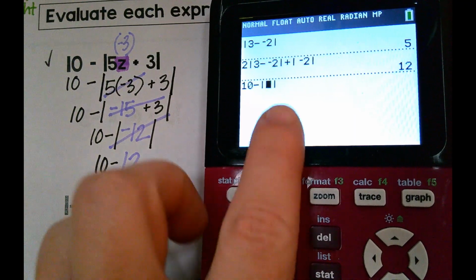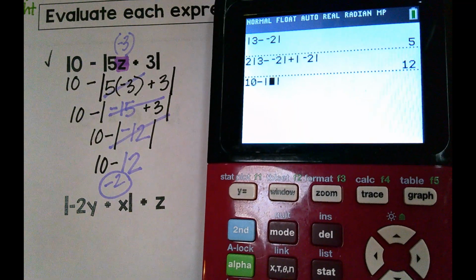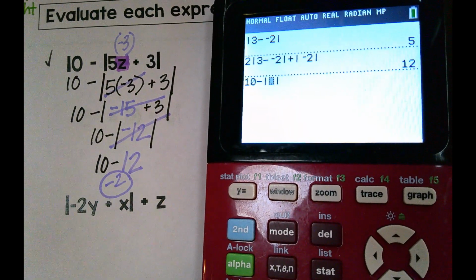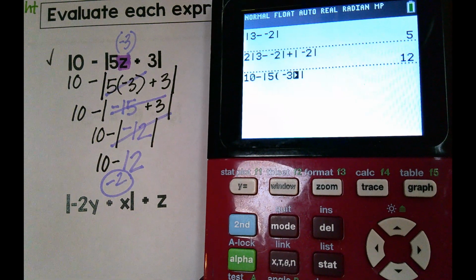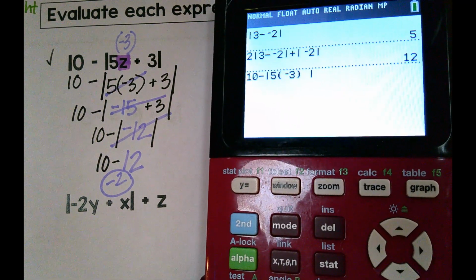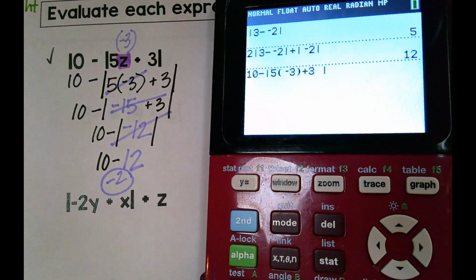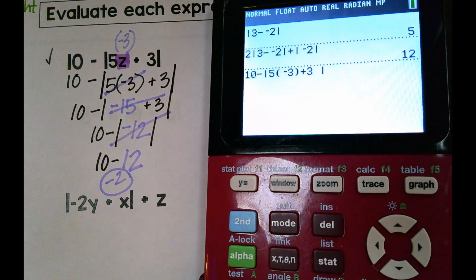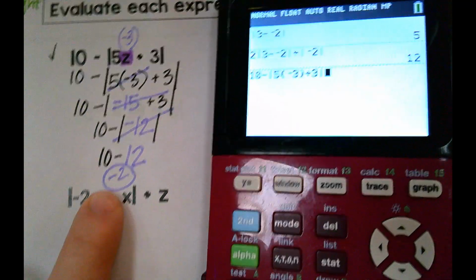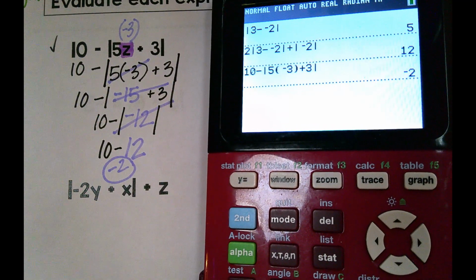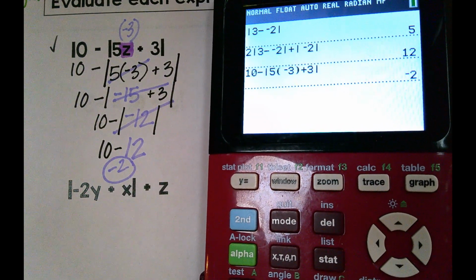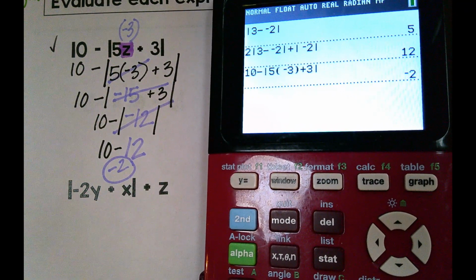10 minus. Once you get your bars, we'll type what's inside the bars. 5, parenthesis, -3, parenthesis, +3. Let's see if it works. I should get -2. Enter. Look at that. It works. We can do it.